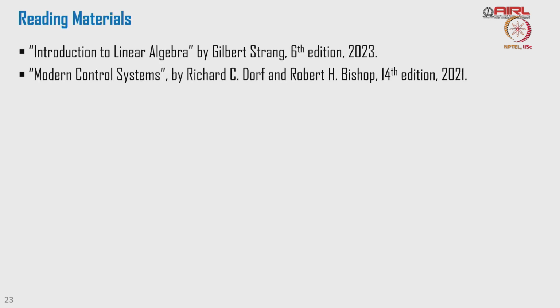So we have some reading materials for this lecture. You can take a look at Introduction to Linear Algebra to better understand how to compute eigenvalues and eigenvectors. And you can also take a look at Modern Control Systems by Dorf and Bishop. This will give you a better idea of how we are going to use diagonalization and where it is applicable in controls.